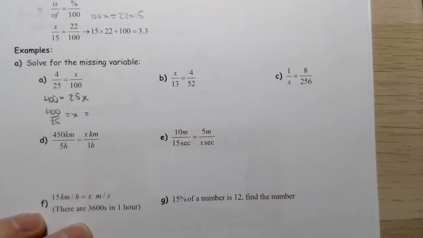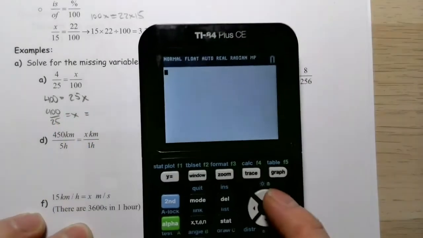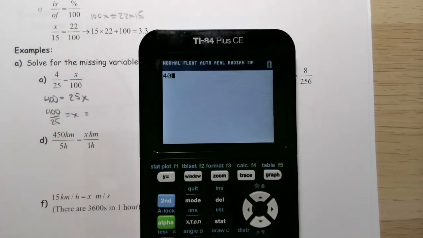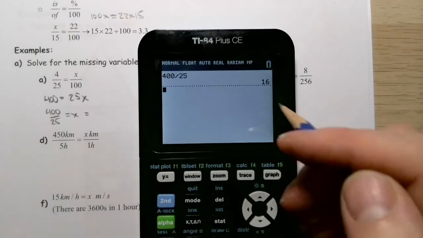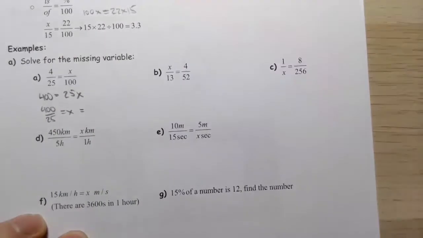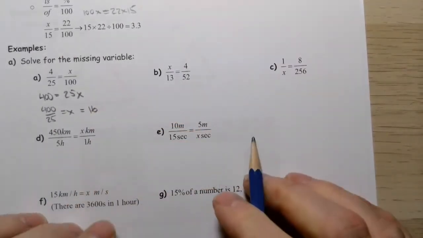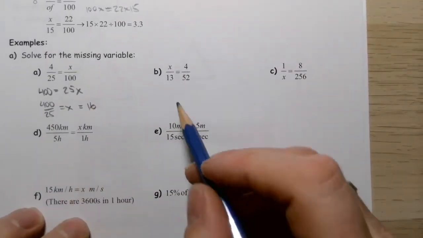After we do that, you can pull out your calculator if you'd like, but 400 over 25 is not that hard. 400 divided by 25 is going to equal 16. Sorry, caught my finger there. There we go, 16. That's all it is.